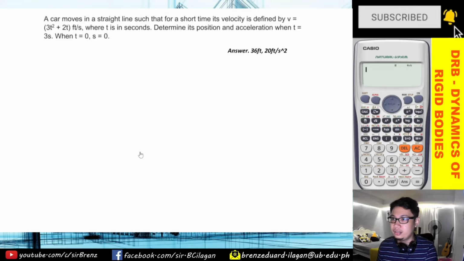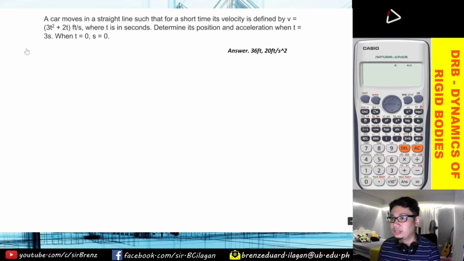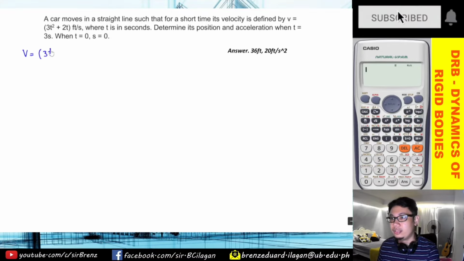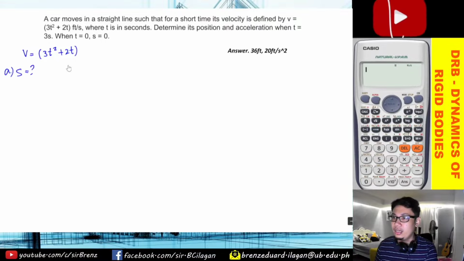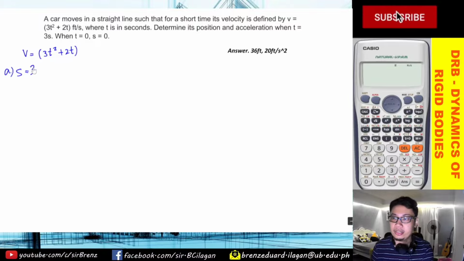Okay, so the first thing that we need to do, ilatag mo muna ulit yung equation na gagamitin natin. Ayan, v is equals to 3t squared plus 2t. Ang unang pinapahanap is its position or displacement s natin. So ano ba yung gagawin natin dito sa original equation na yan?